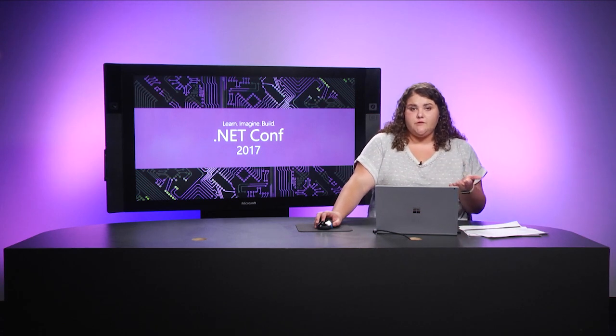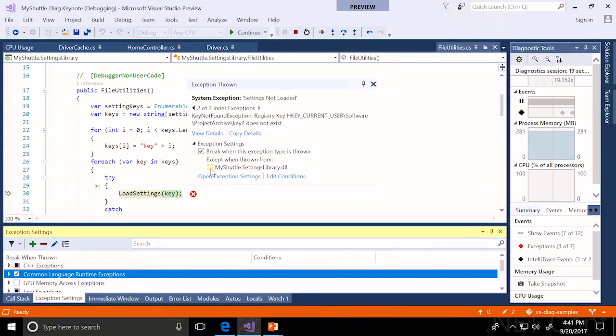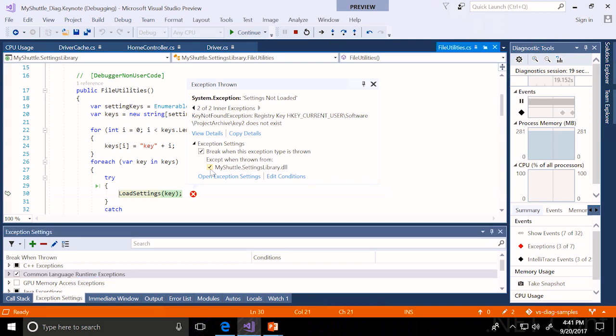So what we did in Visual Studio 2017 is we added one checkbox that'll hopefully make your life easier. When I look at the exception settings down here, you can see break when this exception type is thrown, except when thrown from my shuttle.settings library. So with the click of a button, I can ignore all of the rest of these exceptions that could potentially be thrown from this place in the code, in this settings library that I don't care about.